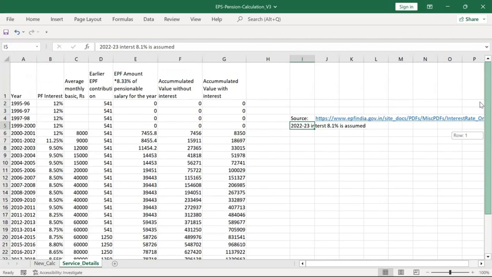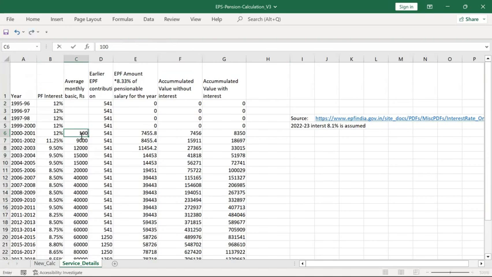Now, how did I calculate the total figure, right? Average monthly basic is 8 point. Yeah, this is what we need to enter. Since, for example, if we have shifted our jobs or our salary kept on increasing from the year when we joined, right? We need to change this figure.